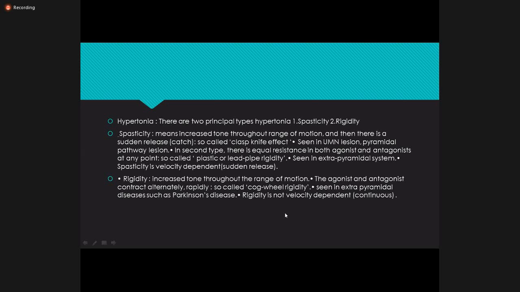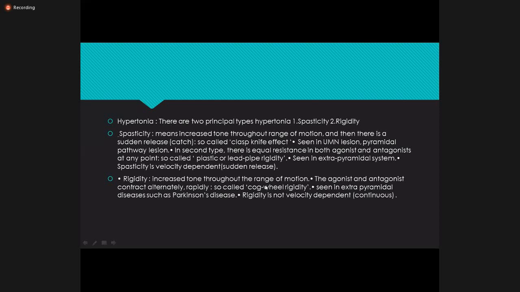Okay, now other is called lead pipe. Lead pipe is like, for example, you are bending a pipe of lead. So in bending a pipe of lead, you need to exert force which remains throughout till the end of your required task. So the force or resistance remains the same throughout the movement. It is called lead pipe rigidity. It is usually seen in extrapyramidal system.